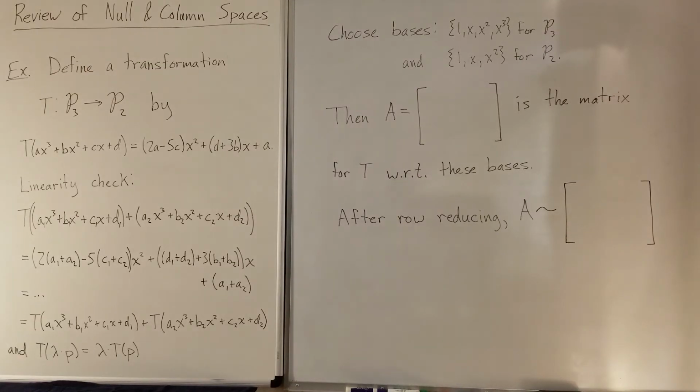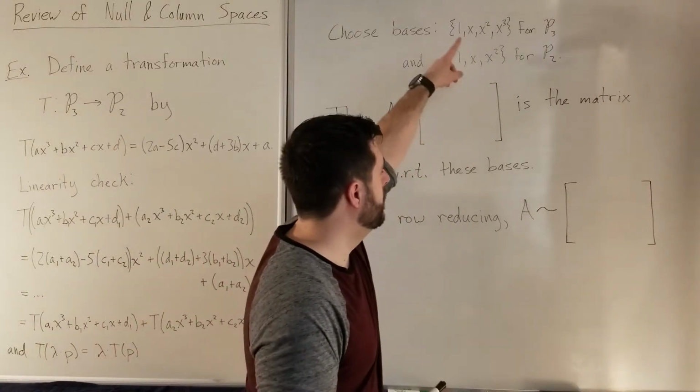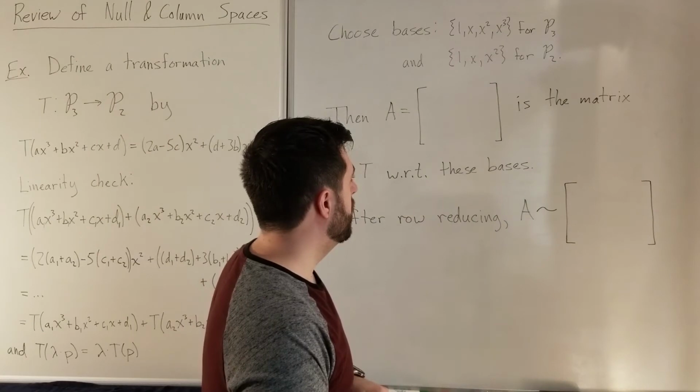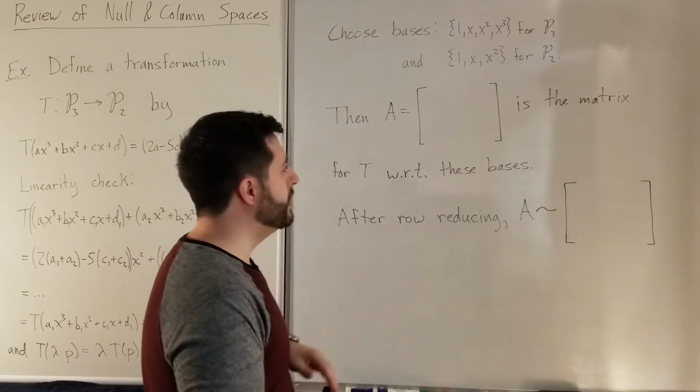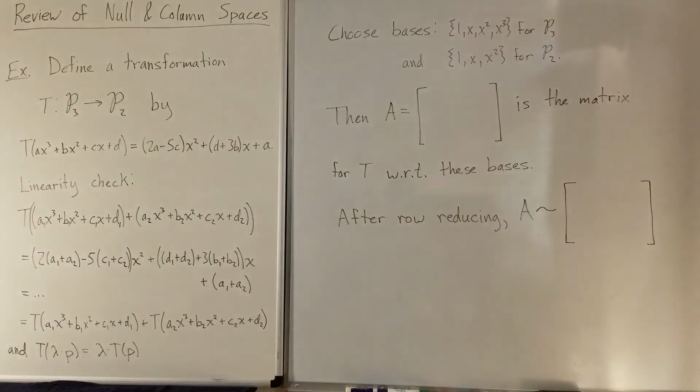Our goal now is to determine the kernel of T and the range of T. In order to write these down, we're going to want bases for each of these things. So determining the kernel of T and the range of T is the same thing as determining bases for those two spaces. So in order to do that, we're going to start by choosing bases for P3 and P2, right, or domain and codomain. And then we're going to write a matrix using those bases.